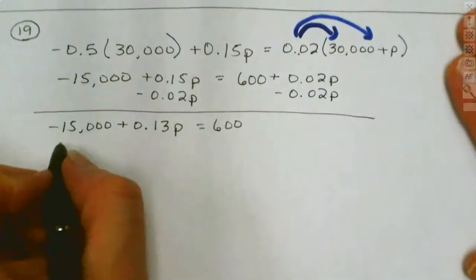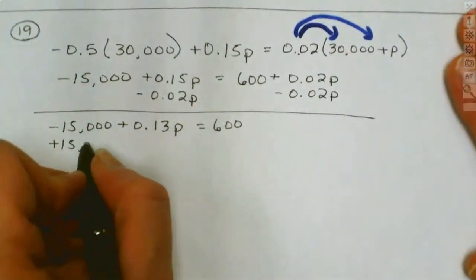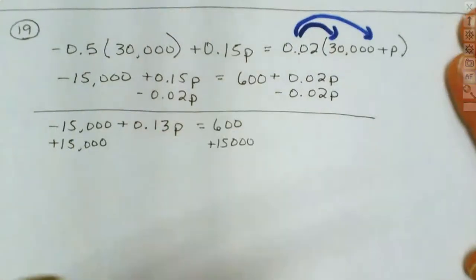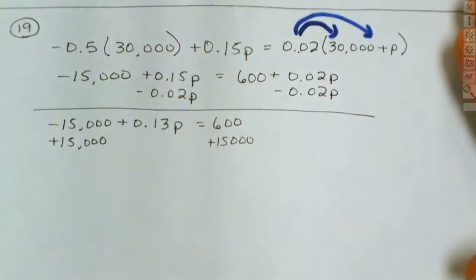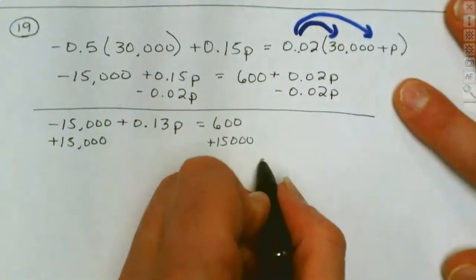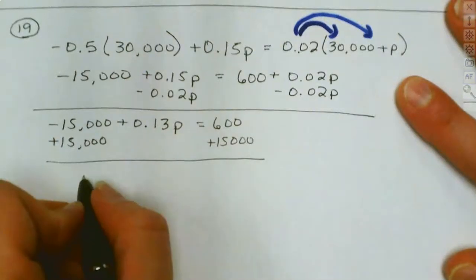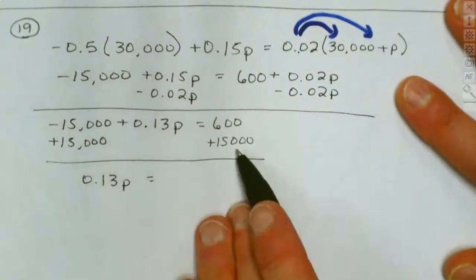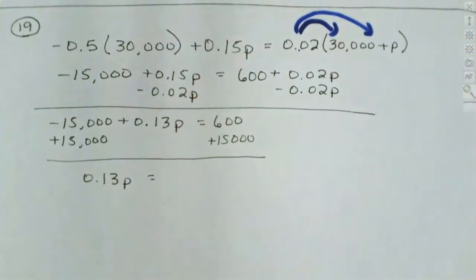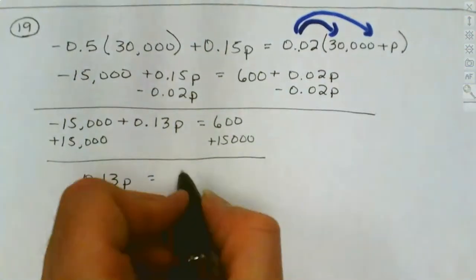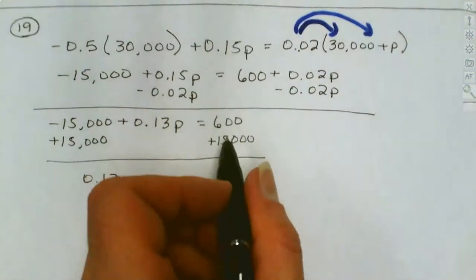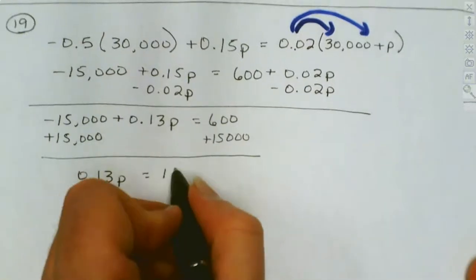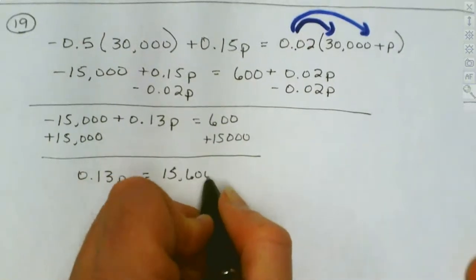We're going to go ahead now and add your 15,000 to both sides. And again, be careful with your decimals here. Move that over. And that gives you 0.13p equals. These are going to be added together. So we got 15,000 plus 600. So that should be 15,600 here.